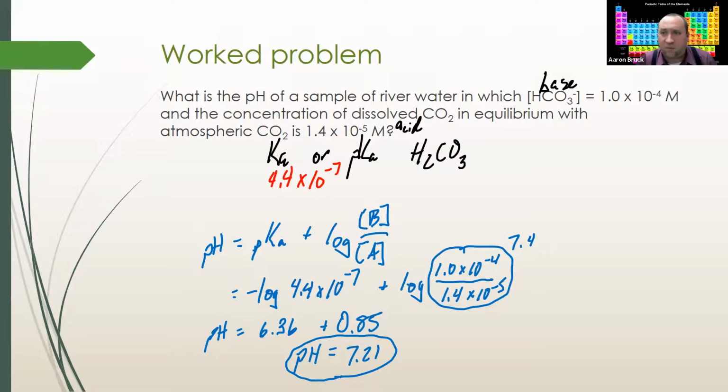So at a pH of 7.21, that river water is actually doing pretty good. It's a little bit higher than seawater, but it's not terribly acidic. In fact, it's not acidic at all. It's slightly more acidic than your blood, so there would be some concern there potentially, but not a significant amount.